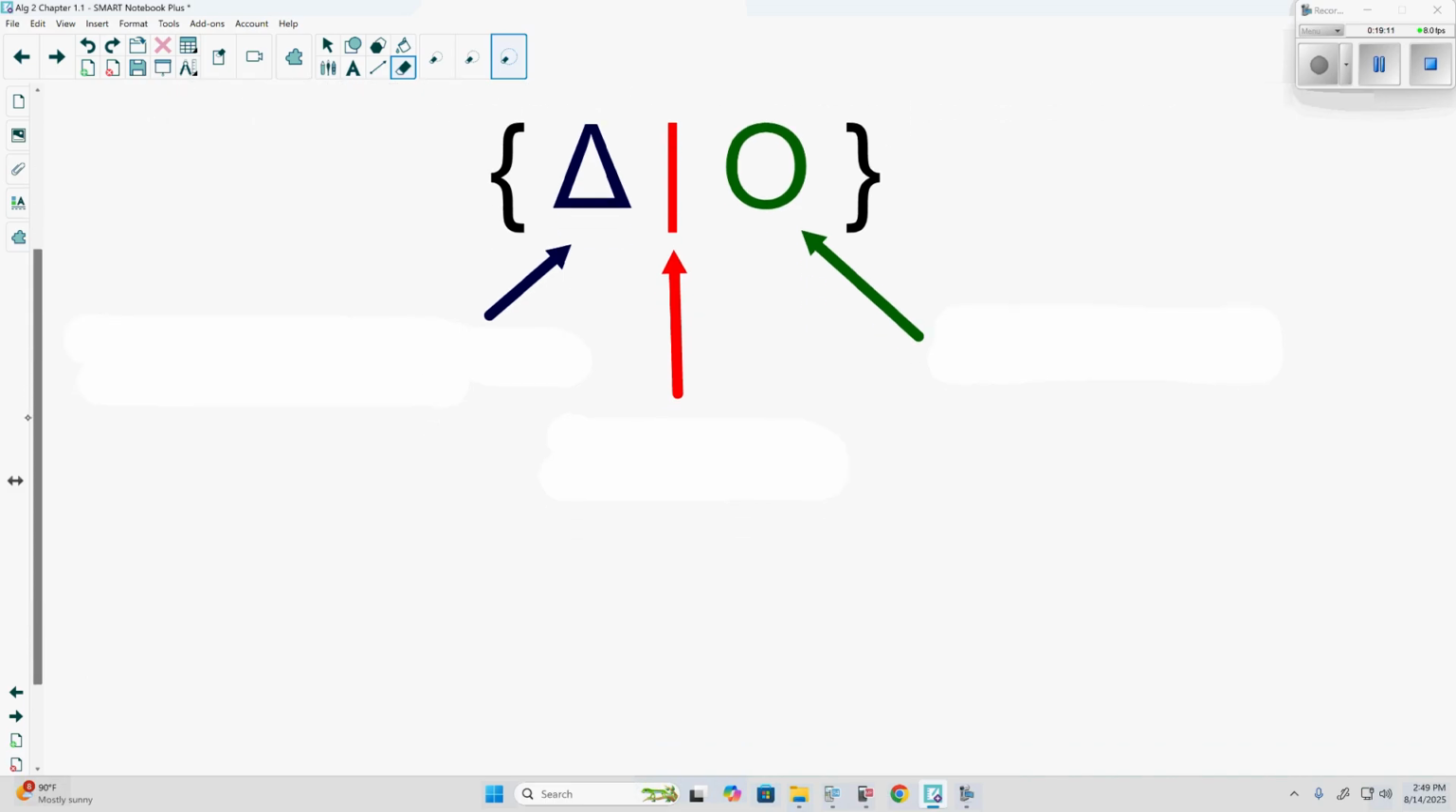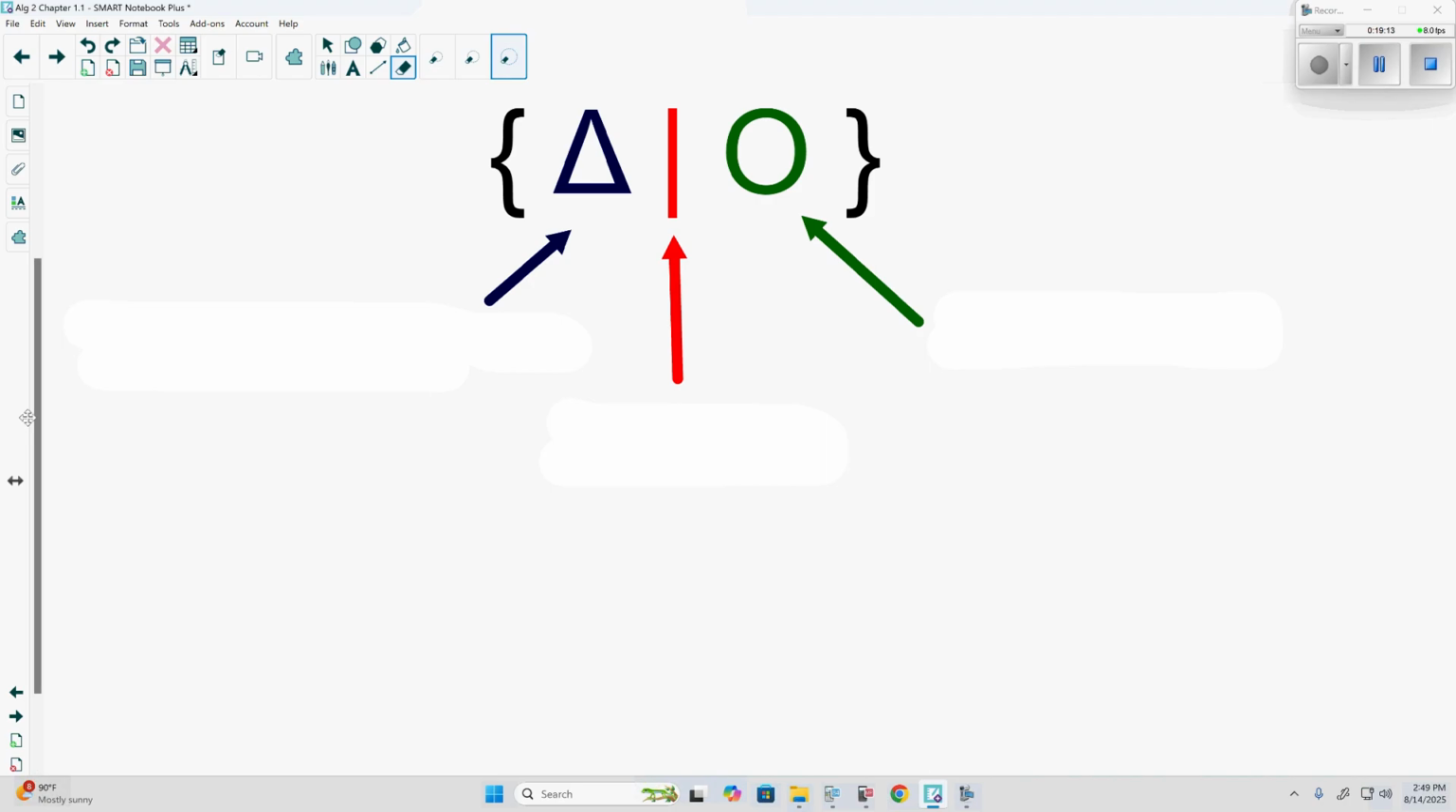Now there's 3 main parts. We have brace, triangle, bar, circle, brace. Now we're not going to write a triangle and circle. I put those in there to know that we're going to fill something in for those spots.